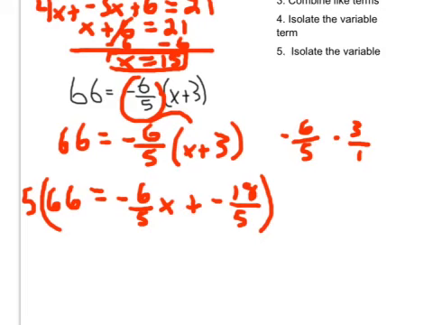Negative 6/5 times 5, that just gets rid of the bottom part. So it becomes negative 6x all of a sudden. Plus negative 18 over 5. If I multiply it by 5, that just gets rid of the bottom part. So now it's negative 18. So now I've got to do 66 times 5.